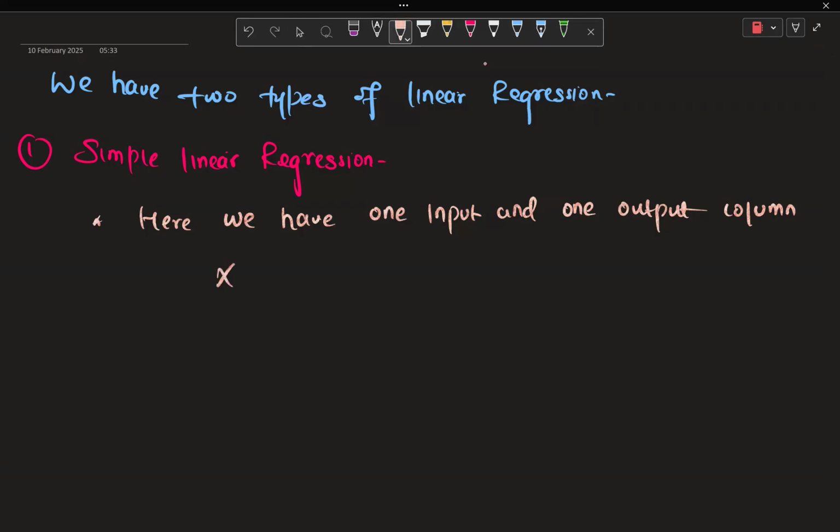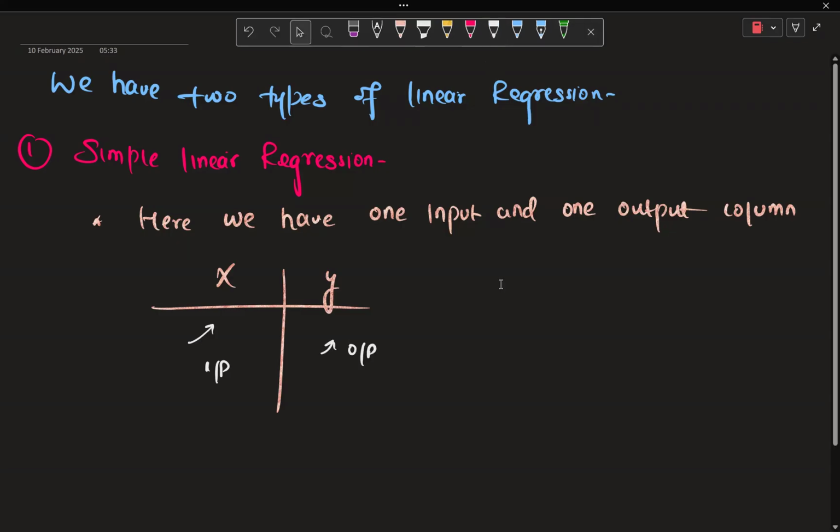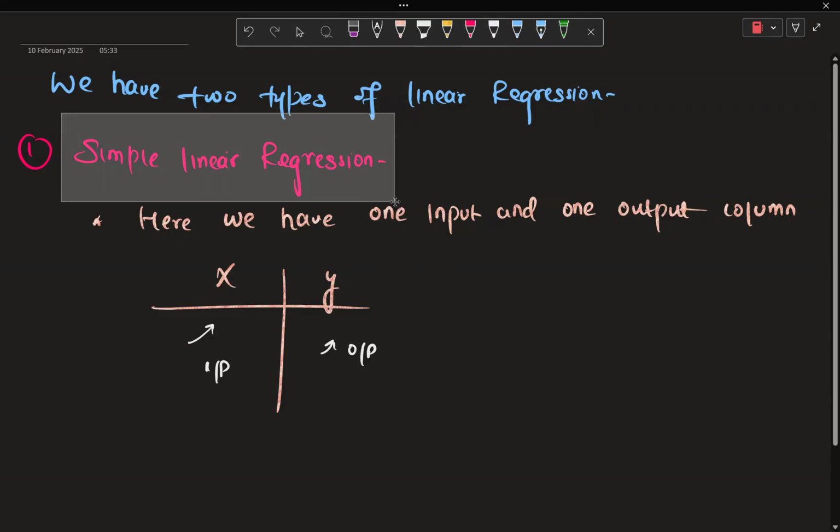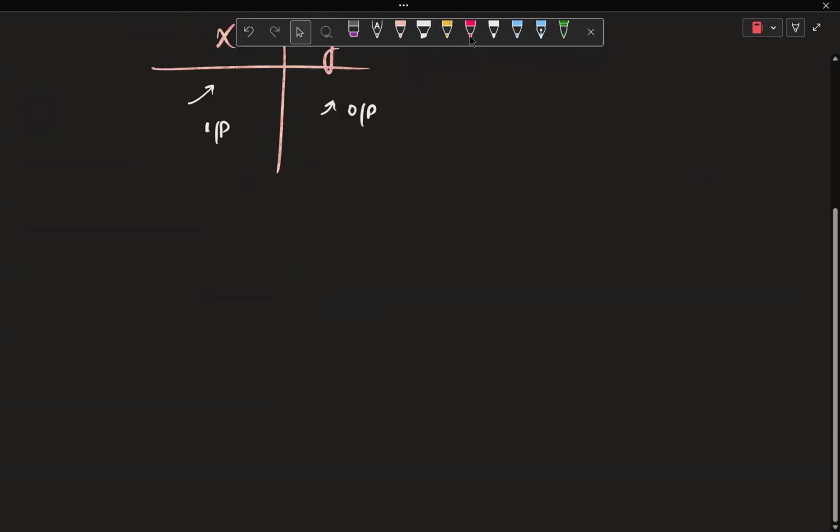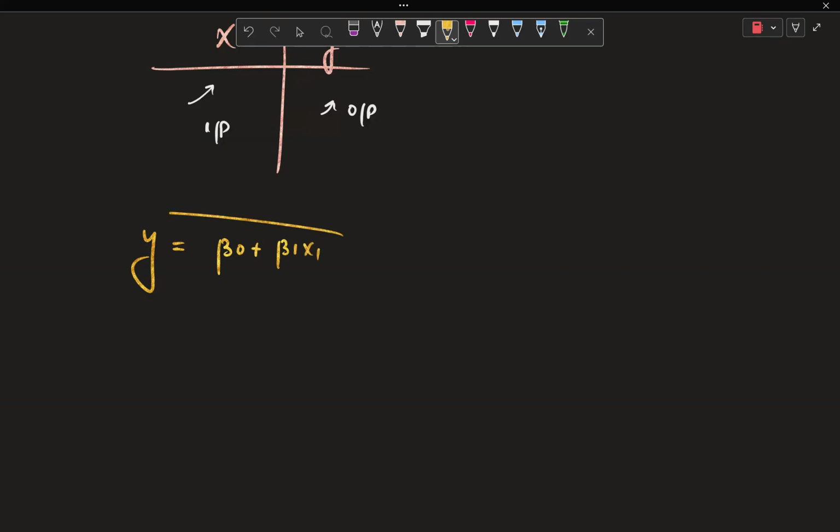So this example is sufficient. Let's say you have x as input, right? And y is output. Okay, this is called what? Input. This is called output. So in the case of simple linear regression, the equation looks something like this. y equals beta naught plus beta 1 x1.